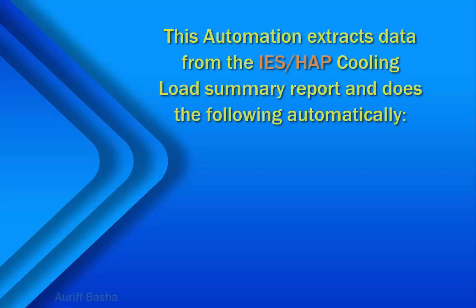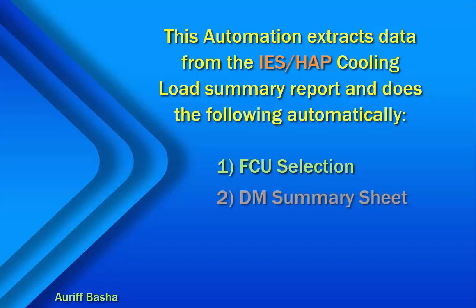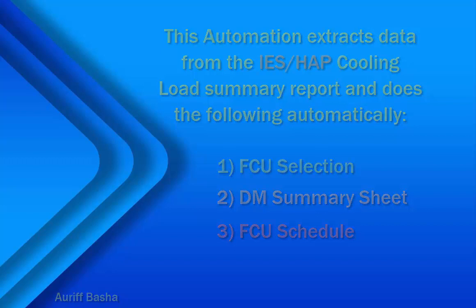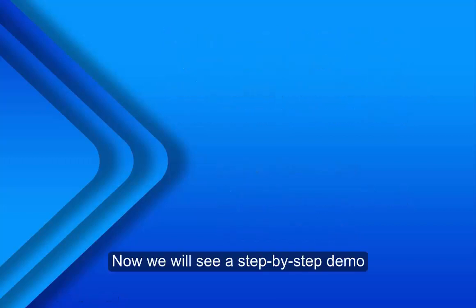Hi everyone! Today we're going to show you an Excel automation that extracts data from the IES and HAP cooling load summary report, and it does the following: the FCU equipment selection, the DM summary sheet, and also the FCU schedule generation. All of these are done simultaneously together by the automation. Now moving on, let's see a step-by-step demo of how this is done.